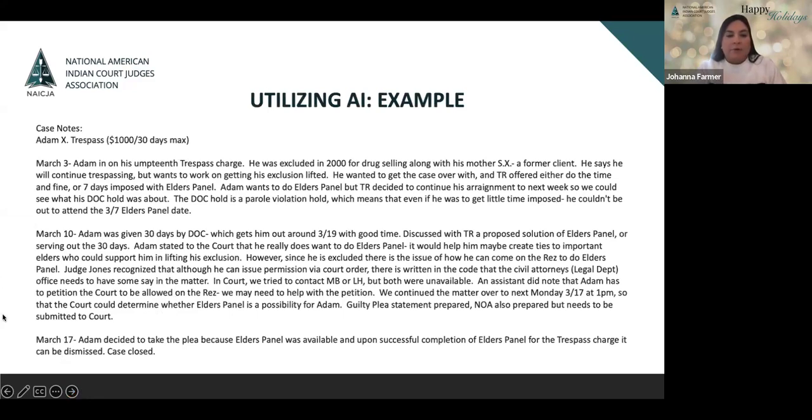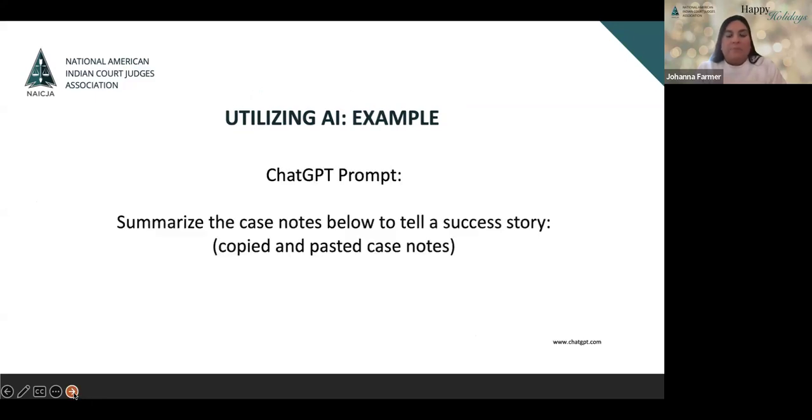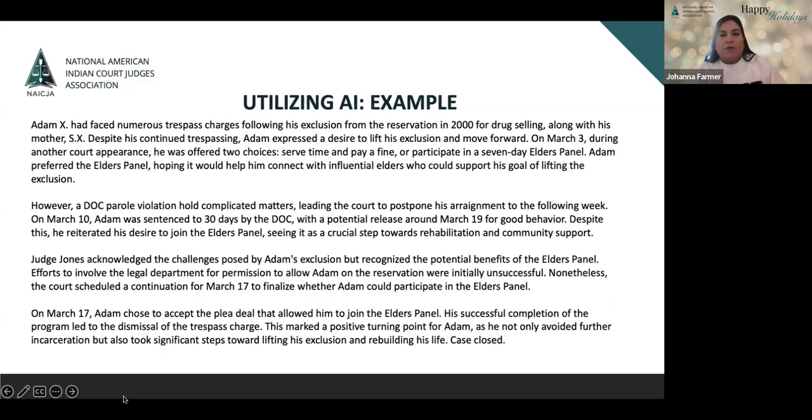Here is an example. Mary had put into AI, here are some case notes that I have, please make this into a narrative storytelling. If we look at the next slide, Mary. Yep, this is a ChatGPT prompt summarizing the case notes below to tell this success story. Those case notes were put in, and then it gives us this narrative version of what the case notes are. So it saves that time.